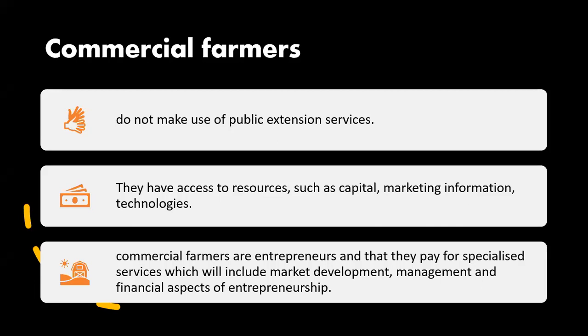And the last category is actually commercial farmers. We know the commercial farmers are not worried about public extension or private extension, right? They have enough money, right? They have capital, they have marketing information, they have technology. They are not worried about the public or private extension systems, and they have access to all the information, right? They are called commercial farmers. They are large scale farmers, with more than 50 acres of land. They are doing large scale farming.